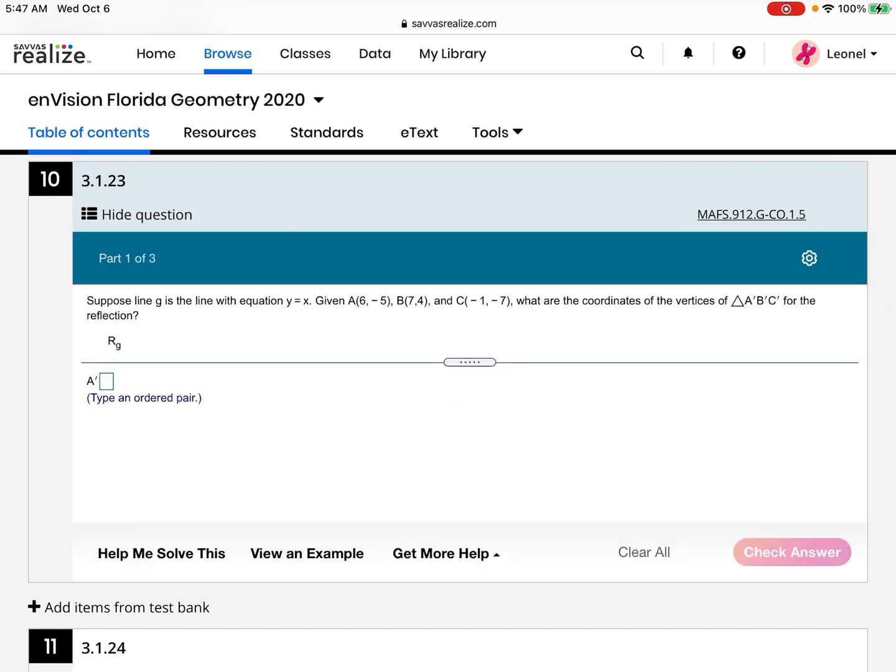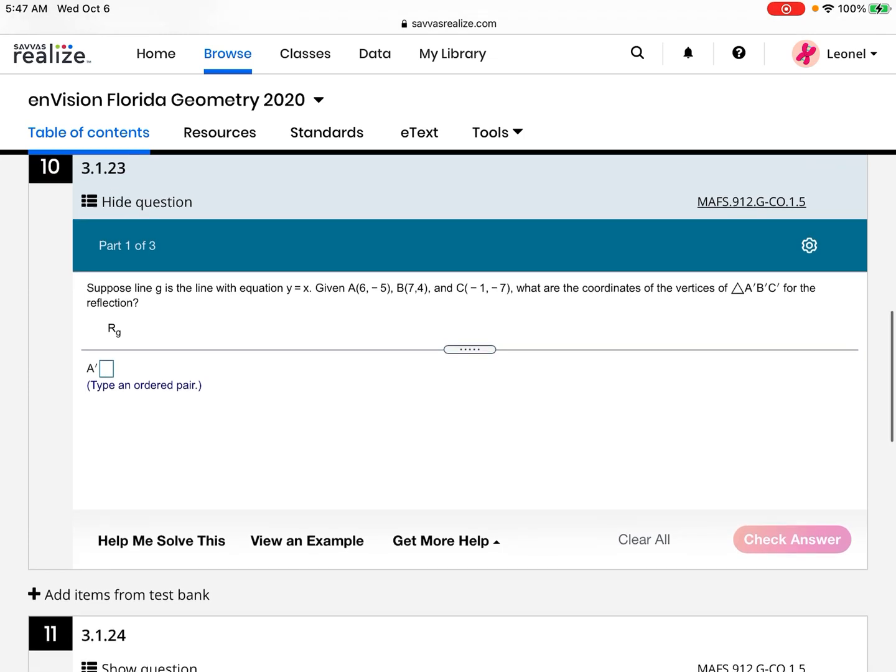Suppose line G is the line with the equation y equals x. What are the coordinates of the vertices for A prime, B prime, C prime for the reflection? Okay, so these are some that you just have to memorize.